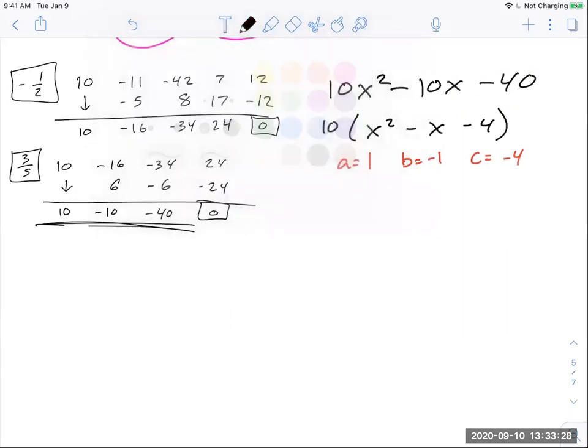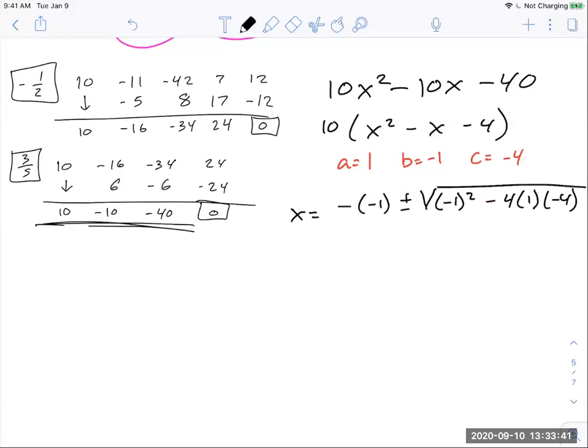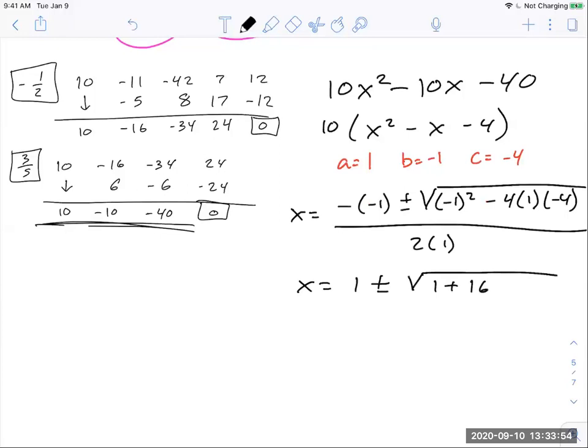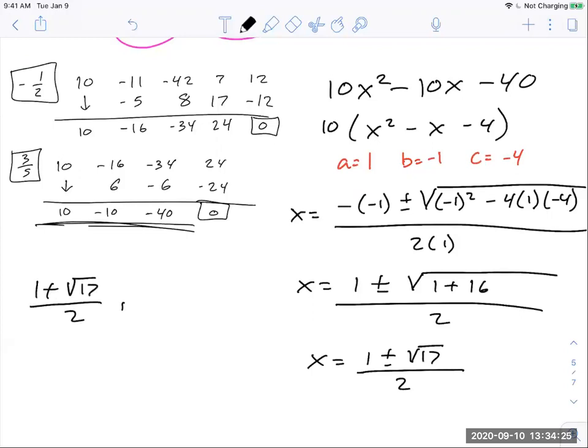Plug it into the quadratic formula. Negative B plus or minus the square root of B squared minus 4 times A times C, all over 2A. Does 17 factor at all? No, it's a prime number. Therefore, I'm done. Those are my last two. My answers would be 1 plus radical 17 over 2, 1 minus radical 17 over 2, negative 1/2, and a positive 3 over 5.